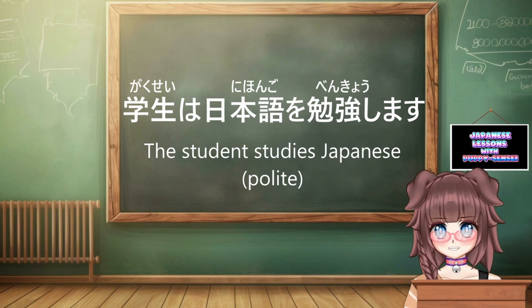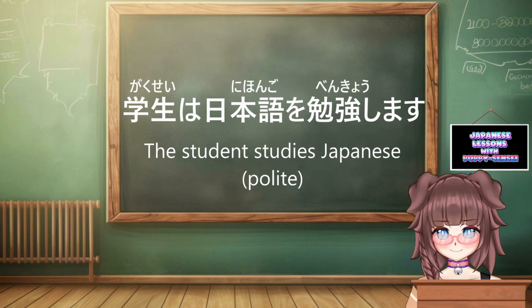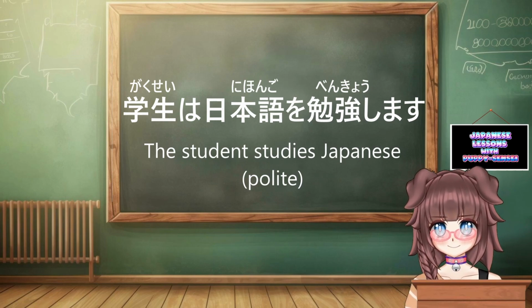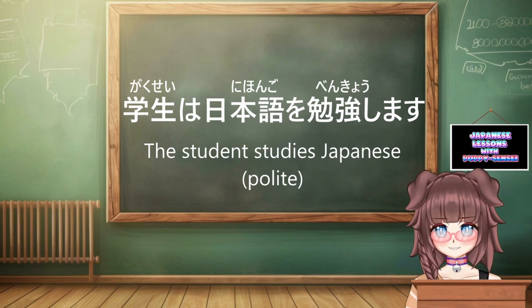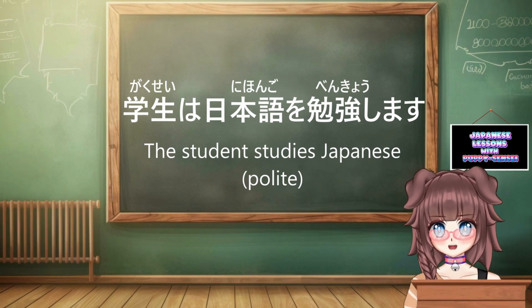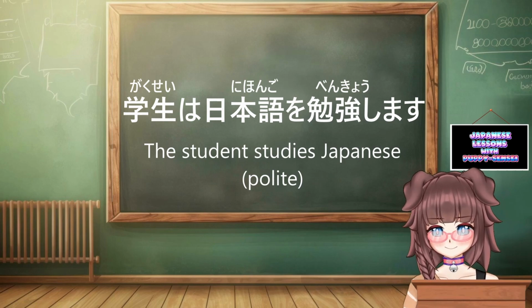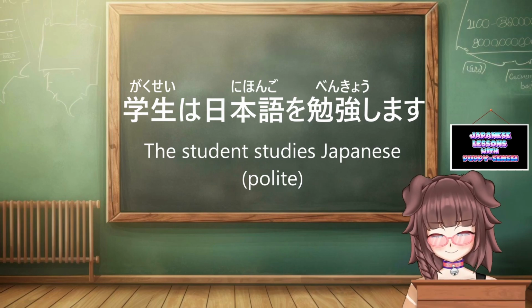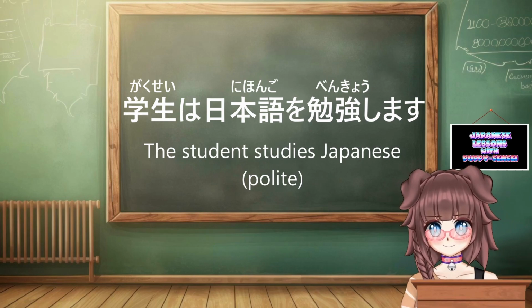Now, let's take our sentence and we're going to change it again. Let's take the plain form and convert it into the plain past tense form. So we want to go from the student studies Japanese, to the student studied Japanese. And just like English, all we have to do is change the verb. That's it. If we change the verb, then we have changed the entire sentence.